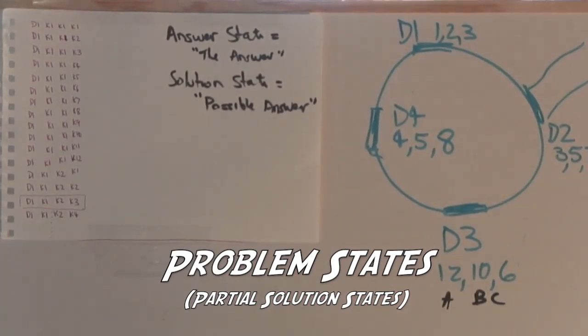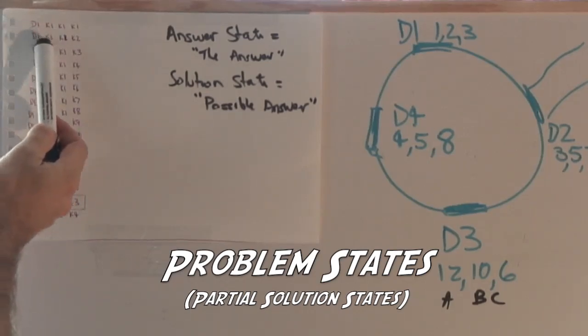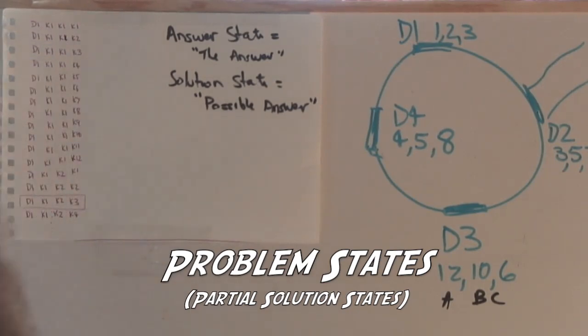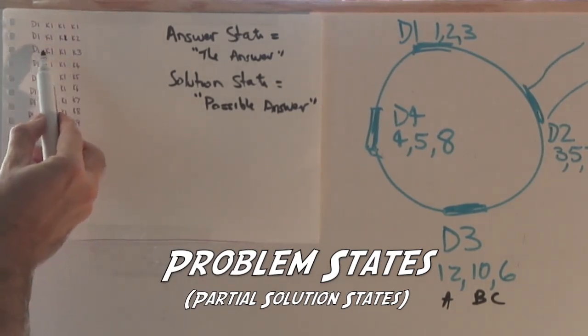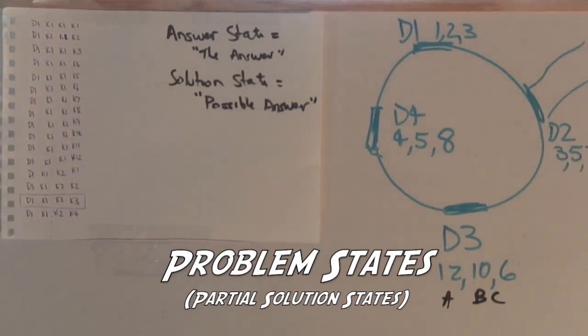Well, the solution states, as we saw before, are all combinations of all doors with all keys. So here are some I've written out. Door 1, key 1, key 1, key 1, or door 1, key 1, key 1, key 2, or door 1, key 1, key 1, key 3. And so, for example, this one here means try door 1 with key 1 in lock A, key 1 in lock B, and key 3 in lock C.